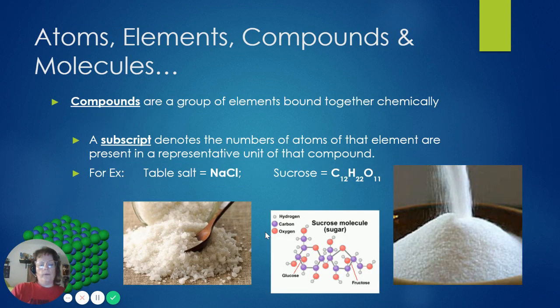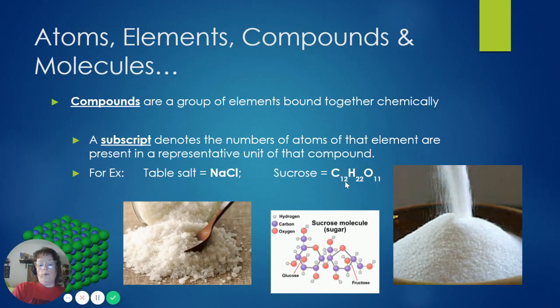Compounds are groups of elements bound together chemically. You'll get a subscript, as seen right here with sucrose. It tells you how many of those atoms are in a compound of the element. So table salt, for example, would be sodium and chlorine bound together. Since there's no subscript there for either one of those, that denotes that there's one of each.